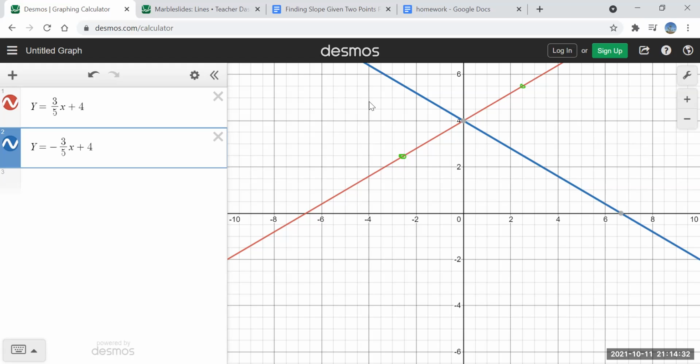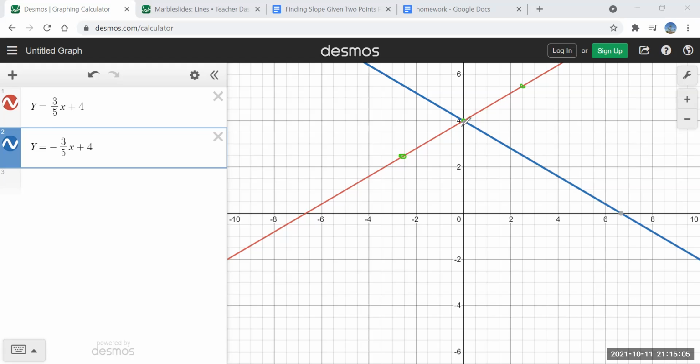But the concept is the same, so we'll have our starting point. They both have the same intercept of 4 here. And we're going to go, in this case, down 3, 1, 2, 3, and to the right 5, positive 5. So only one of these is going to be negative. Either the 3 or the 5 can be negative, but not both of them. So we're only going to pick one.